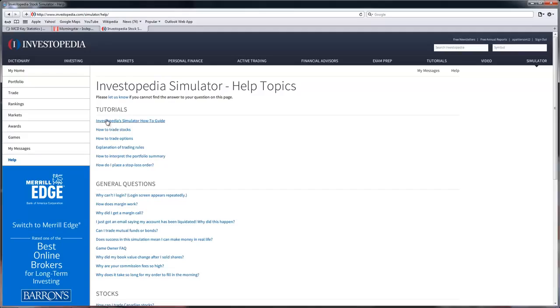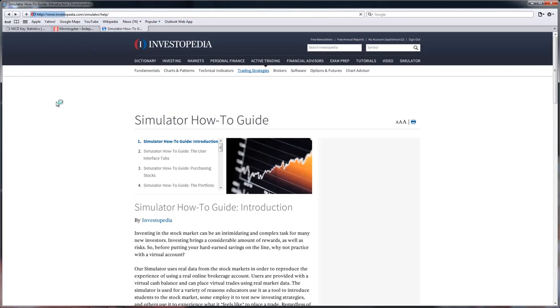Now, I showed you the Investopedia Simulator before. You can also get there by clicking the Help button and the Simulator How-To Guide. It'll take you right there.